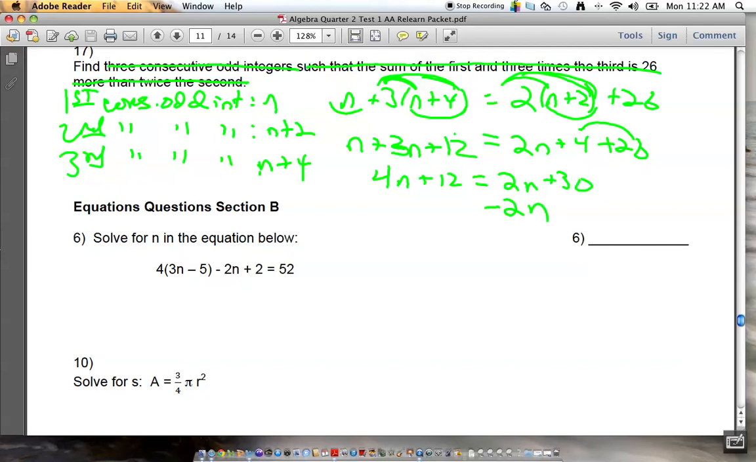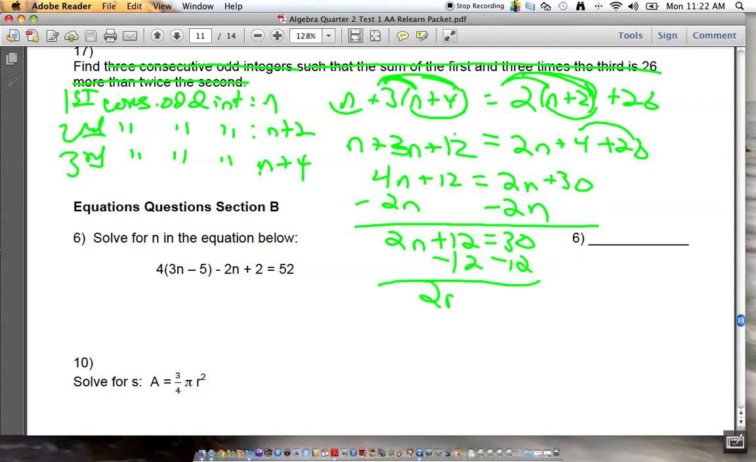Opposite side, opposite operation. Now, there's my 2n's. 2n plus 12 is 30, minus the 12. 2n is 18, divide by 2, n is 9. Now going back, it said find 3 consecutive odd integers: 9, 11, 13. There are my consecutive odd integers. All right, that's the equation work all done.